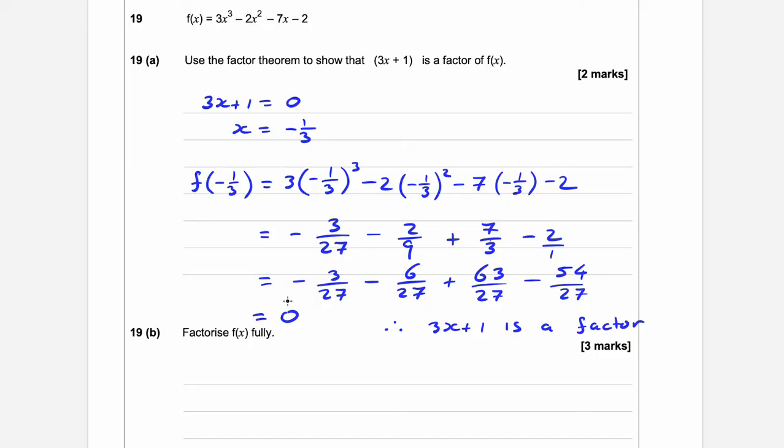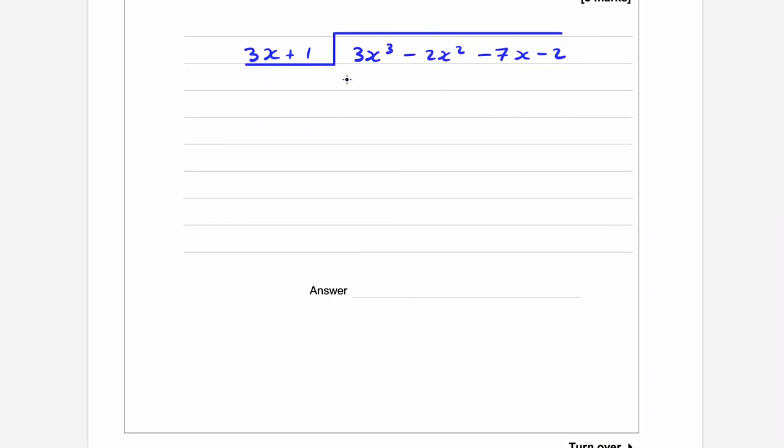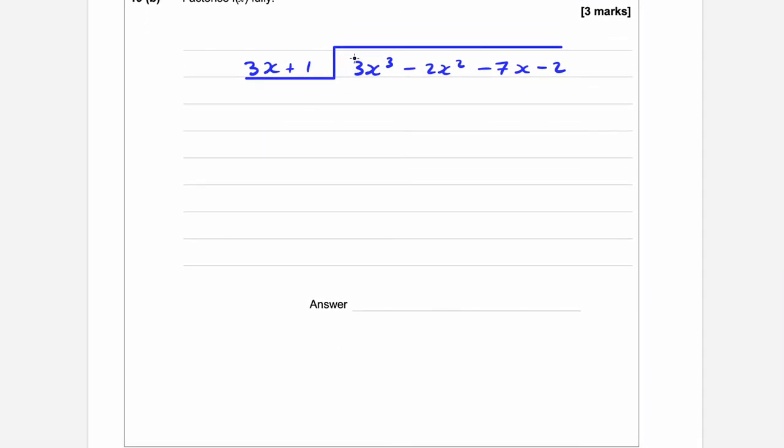Okay, then he says factorize fully. Okay, we're going to have to use long division here, guys. It's 3x plus 1. Surprised that worked. Okay, 3x cubed minus 2x squared minus 7x minus 2. So we need to divide to get the quadratic factor, and then we'll have to factorize that, right?